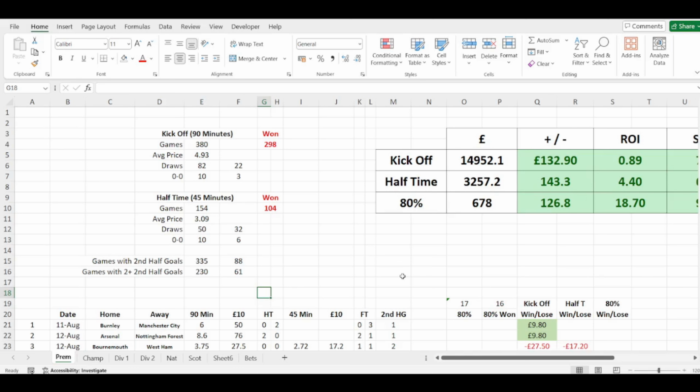Now, there's plenty of videos on YouTube about the lay the draw strategy, of which I'm not going to go into now. But for the purpose of this video, I thought, well, what happens if you would lay the draw and just let it go as a bet, a set and forget, as they say in the trading terms. So this is not a trading video. This is just purely what would happen if you was to lay the draw from kickoff.